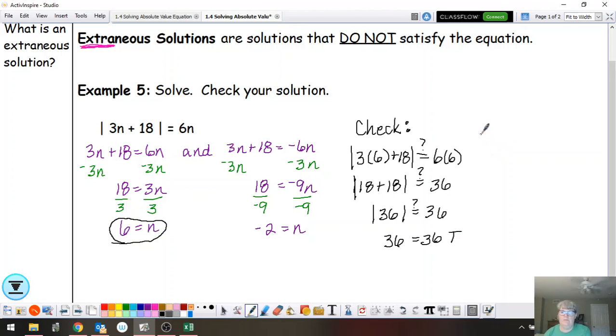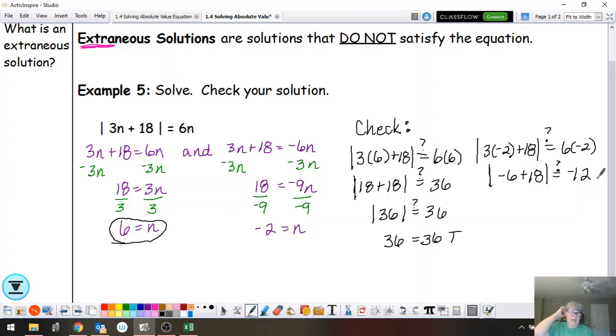Now let's check for negative 2. Does the absolute value of 3 times negative 2 plus 18 equal 6 times negative 2? 3 times negative 2 is negative 6 plus 18. So does the absolute value of negative 6 plus 18 equal negative 12? Some of you might have already caught on, well, that can't happen because absolute value can't equal a negative.